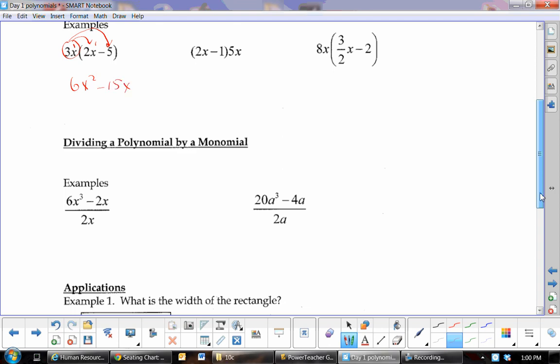15x, good. Now, most often, 99% of the time, you will see the number that's multiplying will be in the front. But it doesn't have to be. It can be in the back, and these two are going to multiply that. So the answer to this would be 10x squared minus 5x. Okay.